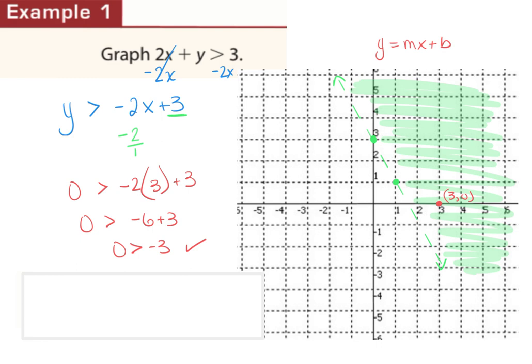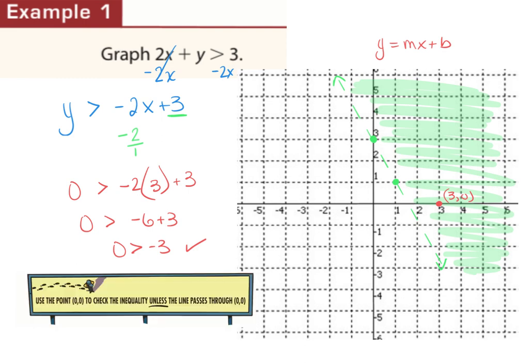All right, so if I wanted to check, did I shade the right part? I can pick any point in my shading and decide, does that give me a true statement if I were to plug it into my inequality? So my answer here is actually the graph itself. I'm going to graph the line. I'm going to decide if it is solid or if it is dashed. And then I'm going to decide which side of the line should be shaded based on whether it's greater than or less than. All right, any questions on that?